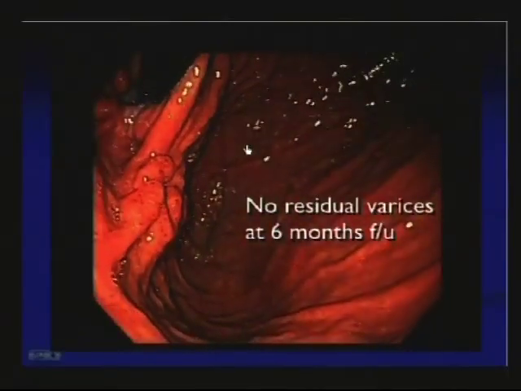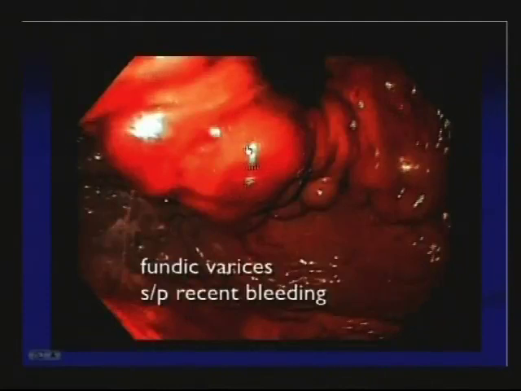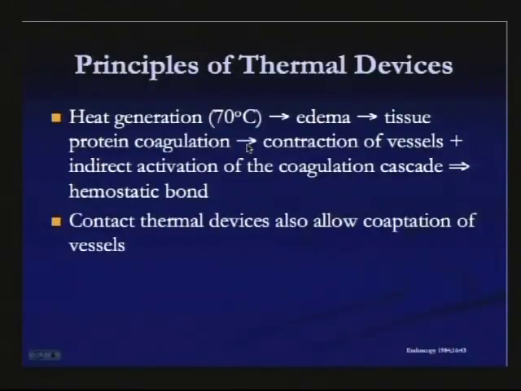This is 6 months after the gluing. Usually the stomach extrudes the glue clot. And thermal devices: we generate heat, which causes edema, protein coagulation, contraction of vessels, and activation of the coagulation cascade that eventually generates the hemostatic bond.